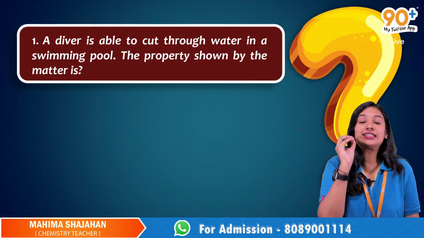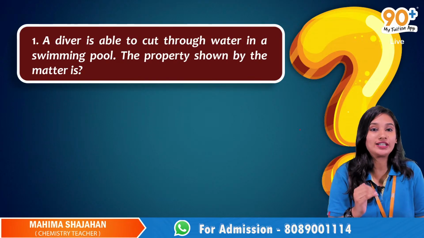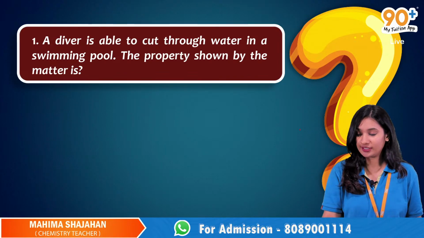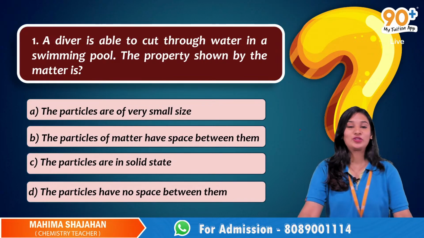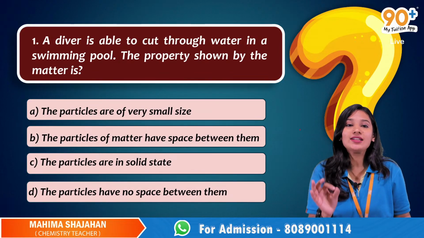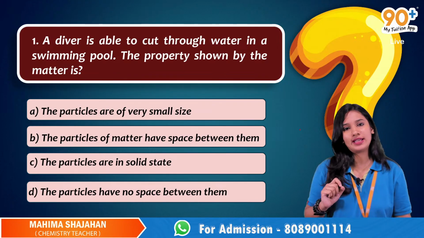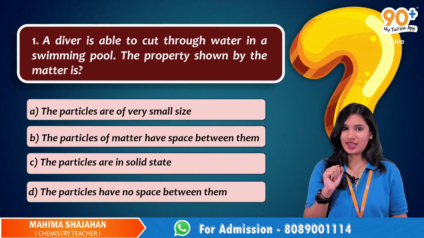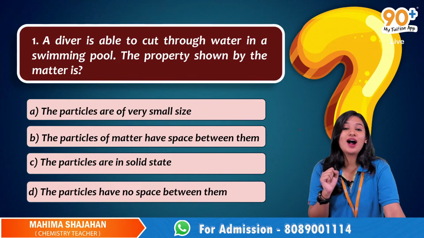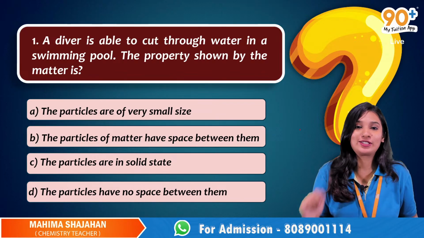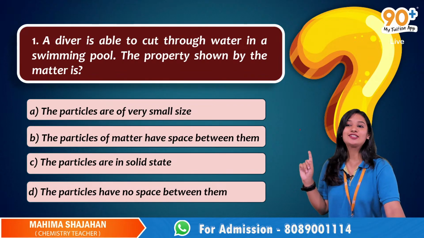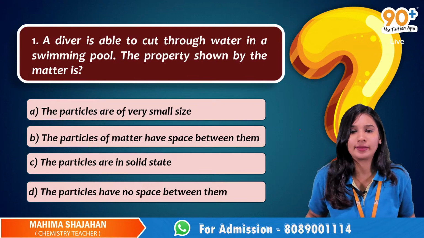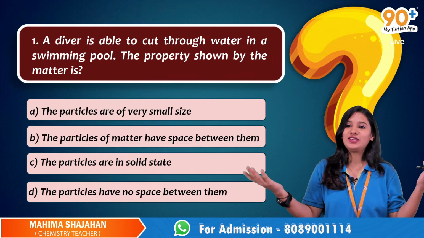A diver is able to cut through water in a swimming pool. The property shown by the matter is... And here are your options. Option A, the particles are of very small size. Option B, the particles of matter have space between them. Option C, the particles are in solid state. And the last option, the particles have no space between them. What do you think the answer is? A, B, C or D?